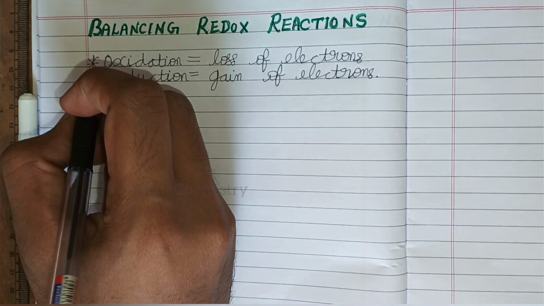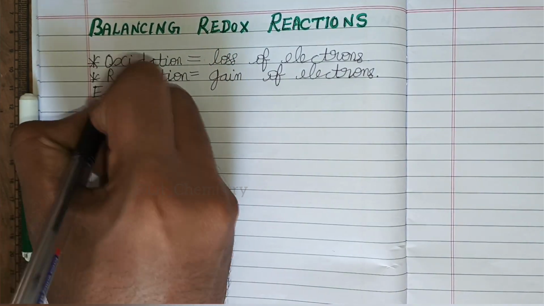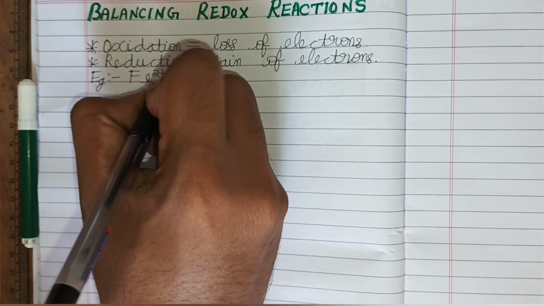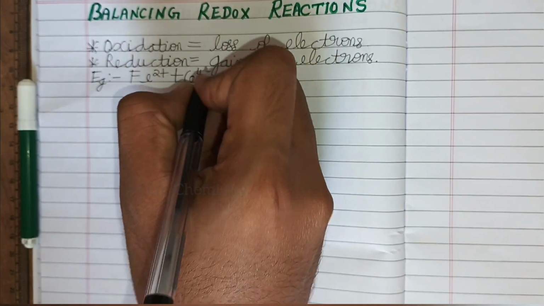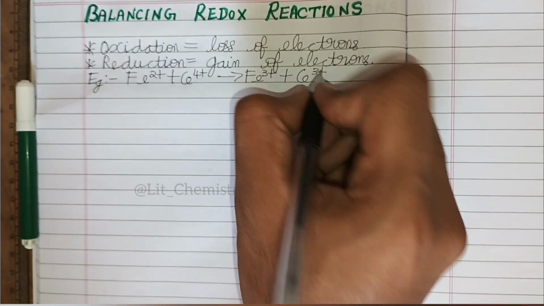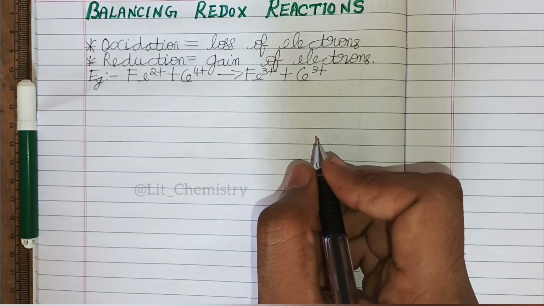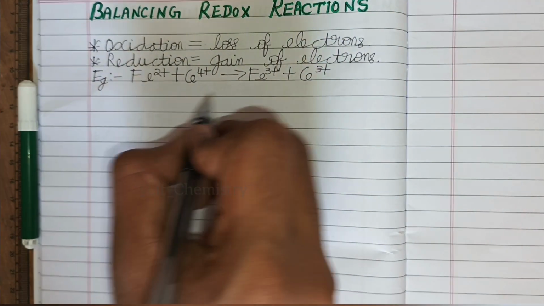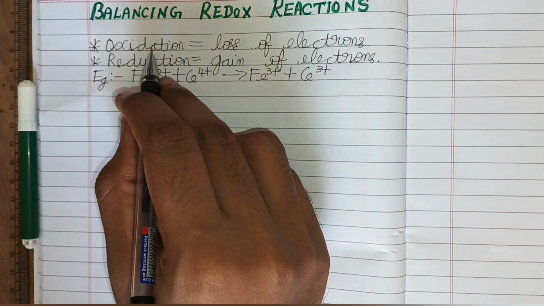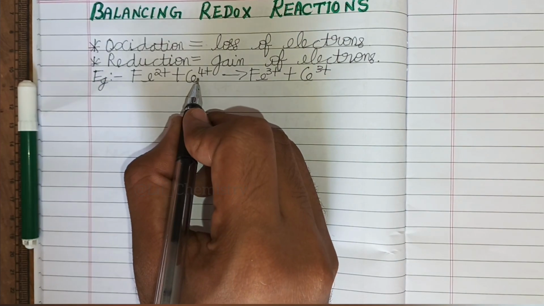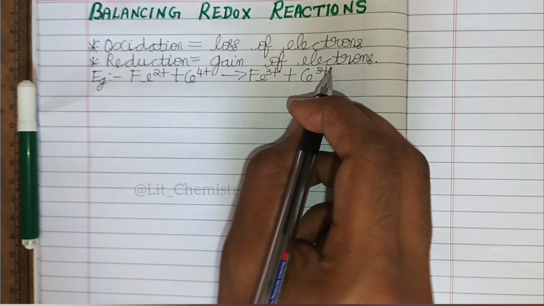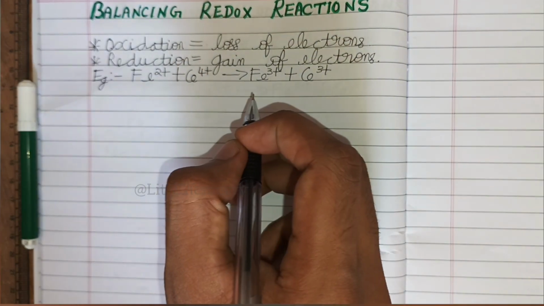So let's take an example. Fe2+ + Ce4+ gives rise to Fe3+ + Ce3+. In this example, Fe2+ loses an electron, so it becomes oxidized because loss of electrons is oxidation. And Ce4+ gains an electron, so it becomes reduced because gain of electrons is reduction. So it always has the opposite vibe.